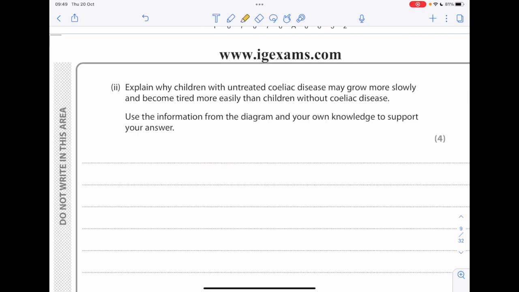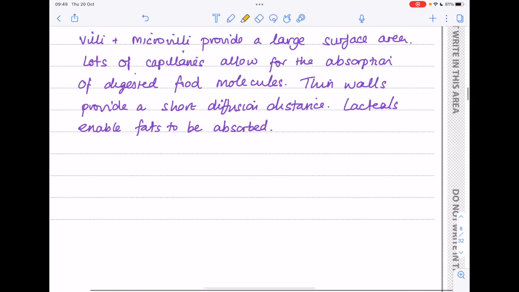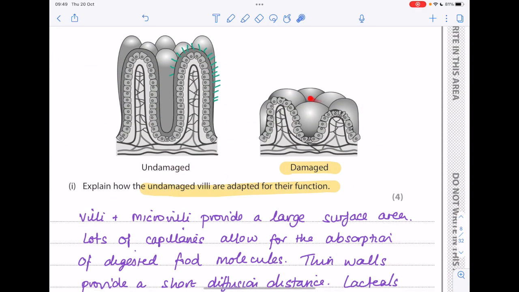Explain why children with untreated celiac disease may grow more slowly and become tired more easily than children without celiac disease. Use information from the diagram and your own knowledge to support your answer. So if we have a look, we can see that the villi are a lot shorter. This means that you're going to have a reduced surface area, meaning that you have less absorption of digested food.